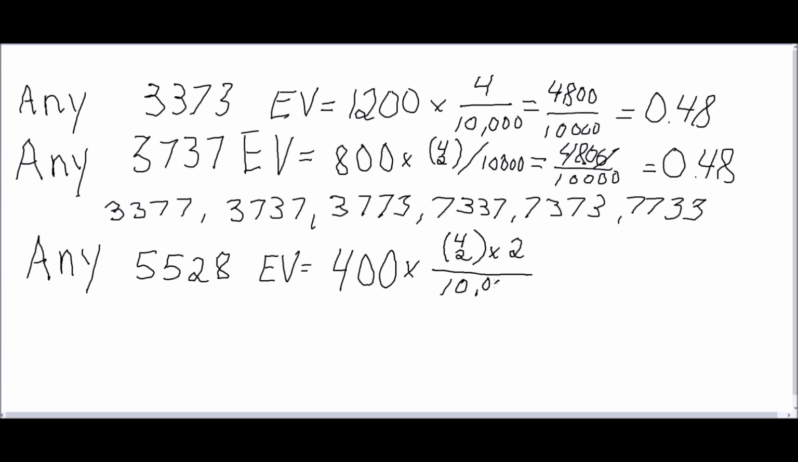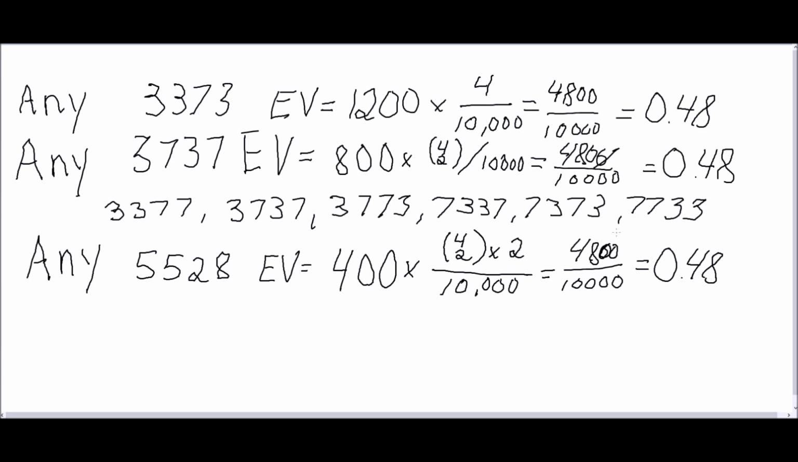And again, 10,000 possible combinations. So 4 choose 2 is 6, as I explained before. Times 2 is 12. So we're back to 1,200 times 4, which is 4,800, divided by 10,000. And again, there's 10,000 possible ways the state can draw the numbers. So again, the expected value is 0.48 or 48%.